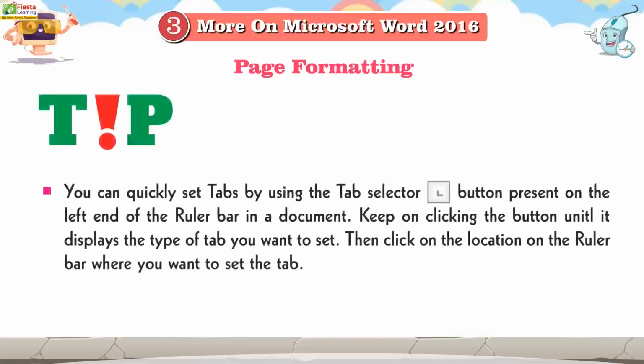Tip: you can quickly set tabs by using the Tab Selector button present on the left end of the ruler bar in a document. Keep on clicking the button until it displays the type of tab you want to set. Then click on the location on the ruler bar where you want to set the tab.